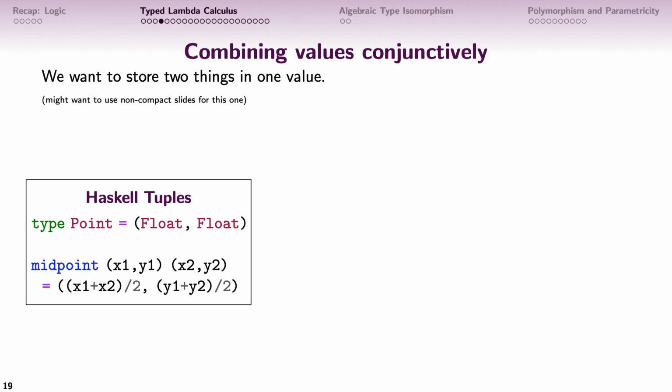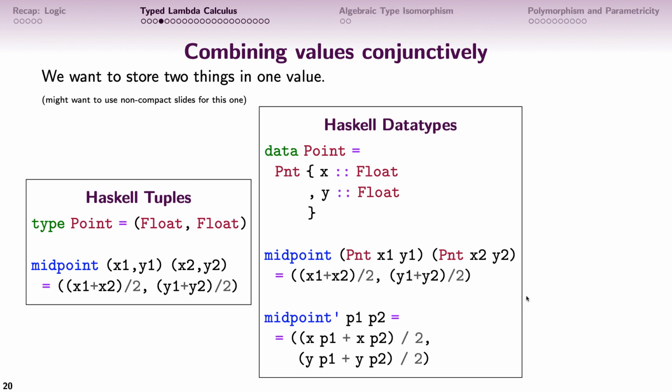So firstly, we're going to look at conjunctively combining values, that is, taking 2 values and putting them into one value, such as with a tuple. So you do that with a tuple in Haskell. Take 2 float values and we combine them into one using tuples. You can also use a record or a data type here to do that if you really wanted to, but for a point it's probably a bit overkill.